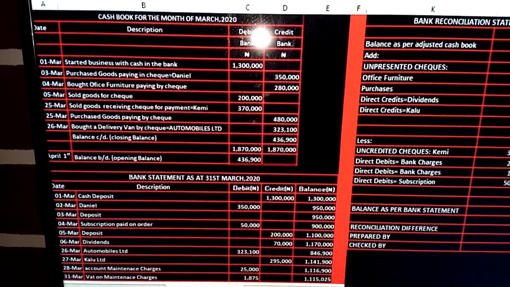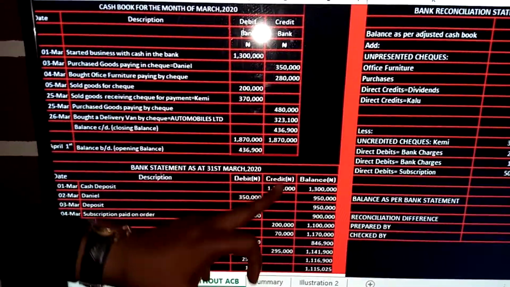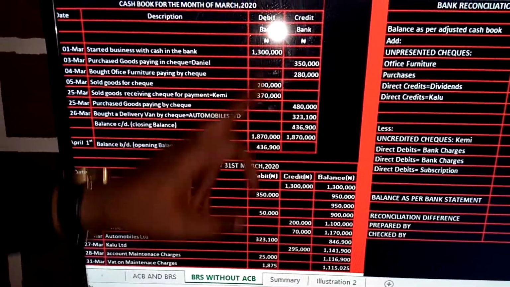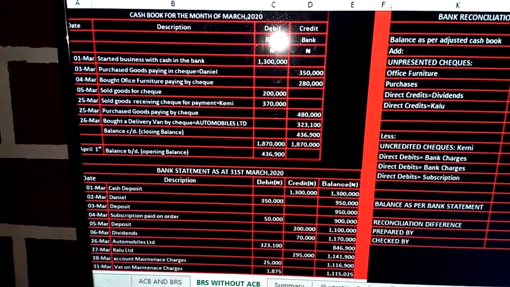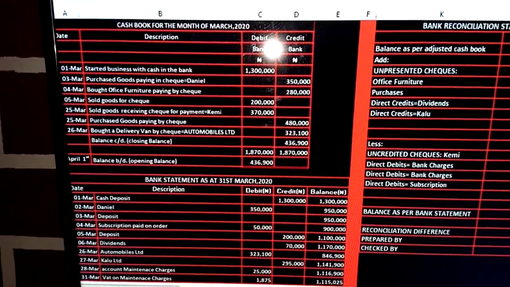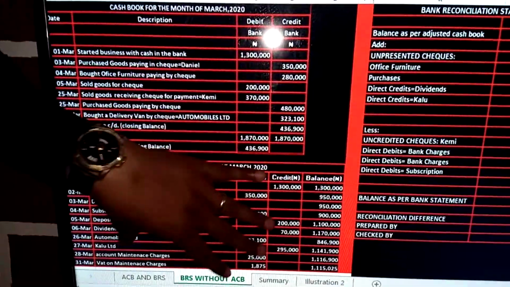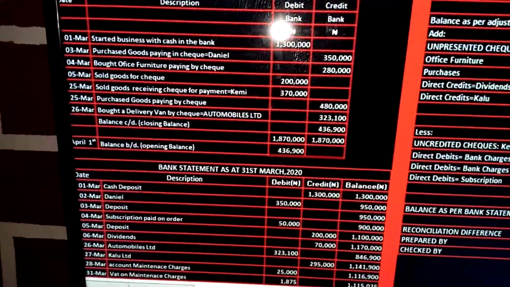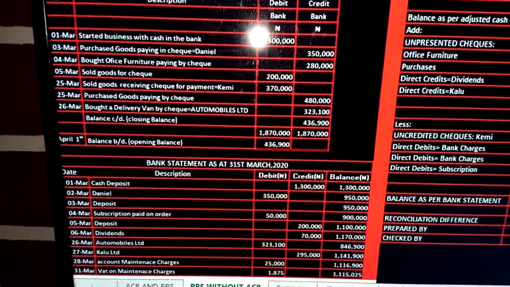Okay. Remember, I told you, whatever is in the debit of the cash book must be in the credit of the bank statement. Whatever is in the credit of the cash book must be in the debit of the bank statement. Whatever is in the credit of the bank statement must be in the debit of the cash book, and whatever is in the debit of the bank statement must be in the credit of the cash book. That's the approach. So you start with the cash book. What is here that is not here, you capture. And then what is here that is not here, you capture. So that is just what it is.